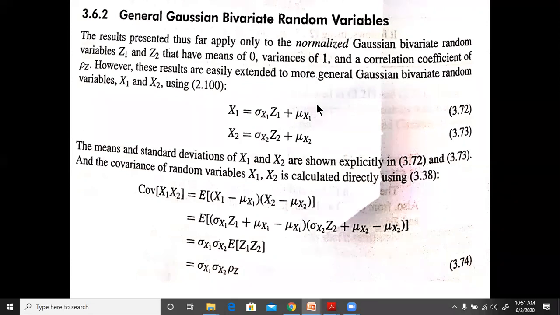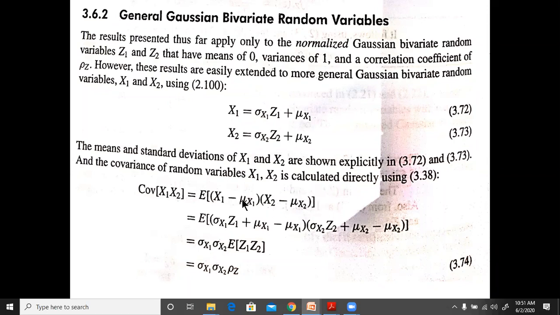Okay, this is the standard formula. So the mean and the standard deviation of x1 and x2 are shown explicitly in 3.72 and 3.73, and the covariance of random variables x1, x2 is calculated directly using 3.38. So we can write the covariance of x1, x2 as E of (x1 minus mu x1)(x2 minus mu x2).